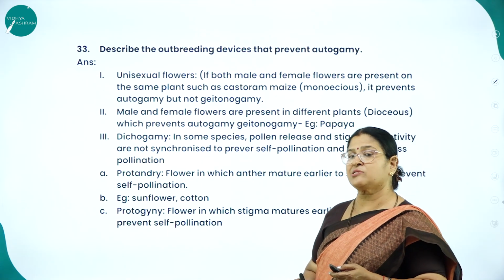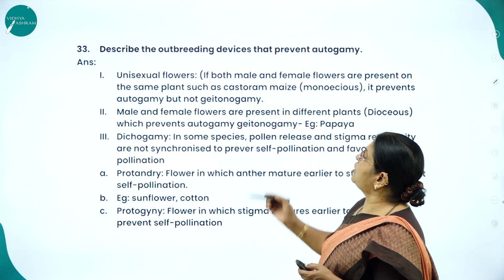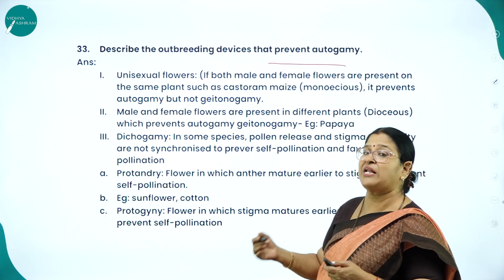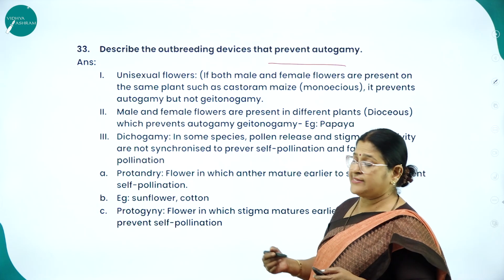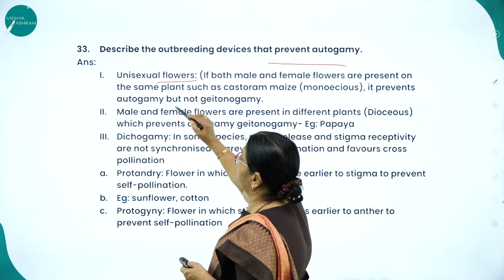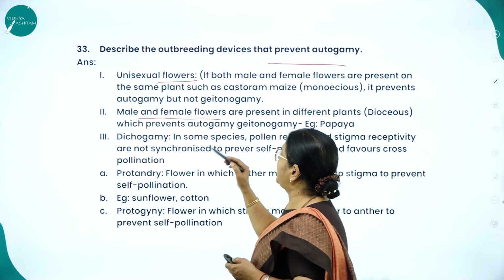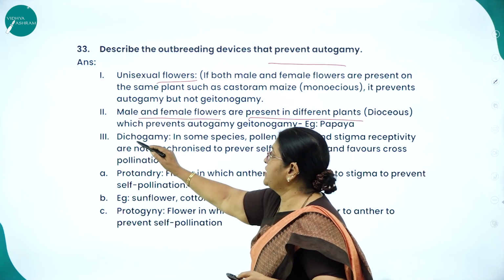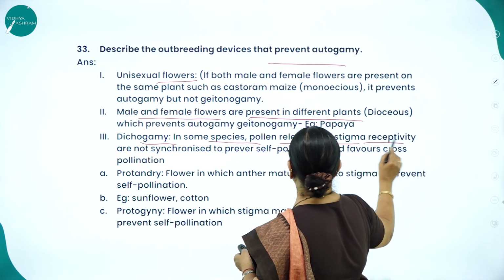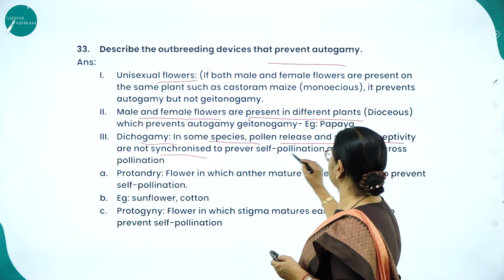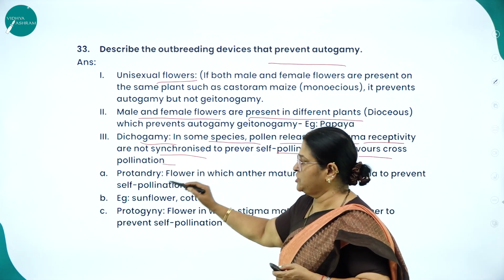Moving on to the last but one question. Describe the outbreeding devices that prevent autogamy. Already I have explained, because these are the most likely questions which are asked. As I said, that is the reason why I have repeated. Unisexual flowers, male and female flowers are present in different plants. That is one outbreeding device. Dichogamy: in some species, pollen release and stigma receptivity are not synchronized, to prevent what? Self-pollination and favor cross-pollination.